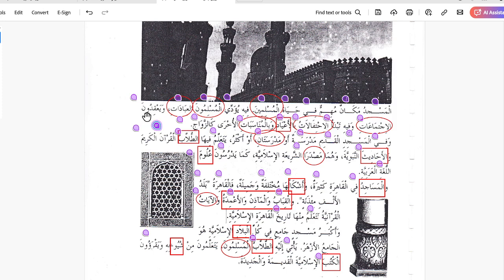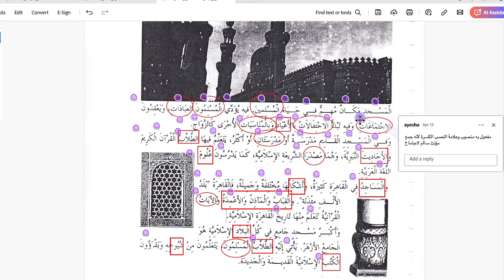So this is not the plural, this is the verb. They hold what? Al-ijtima'ati. This is the maf'ul bihi. The singular is ijtima', and it is a feminine word, so we have to use ati here, the same as ibadati. And they hold the gatherings.